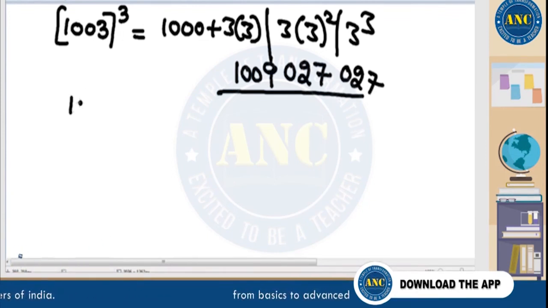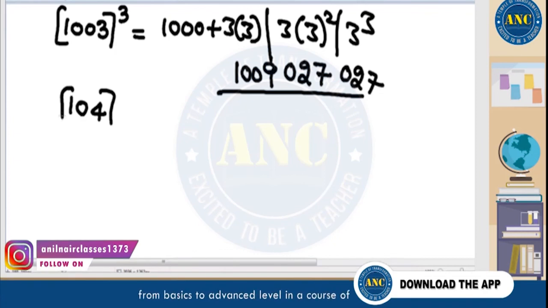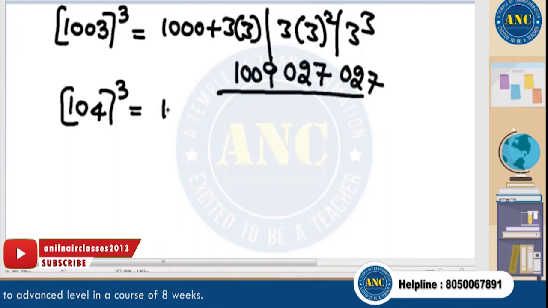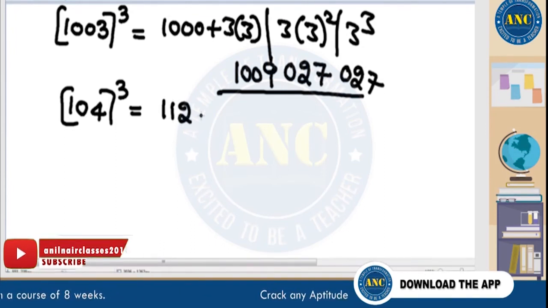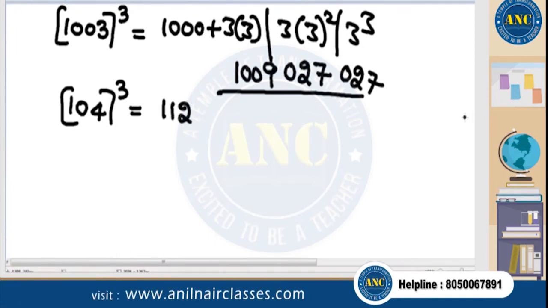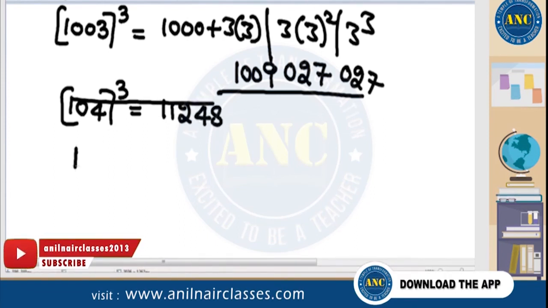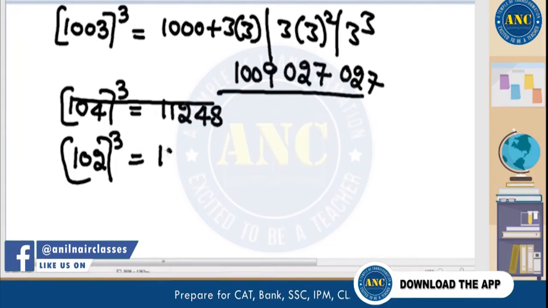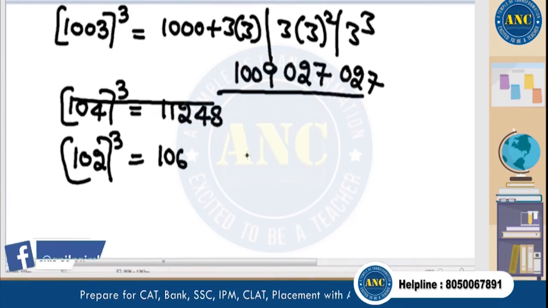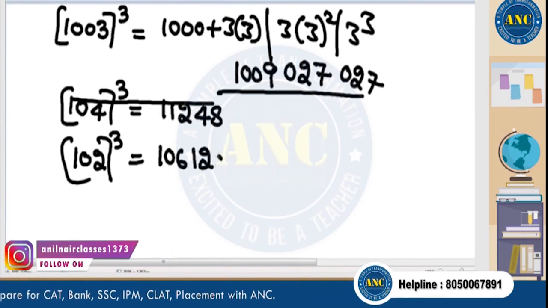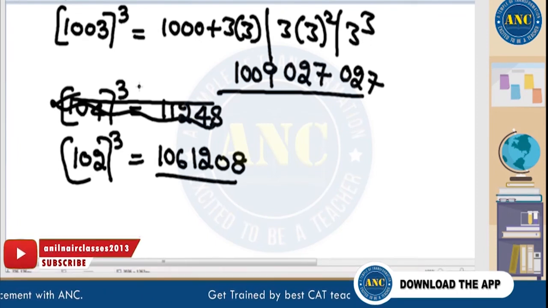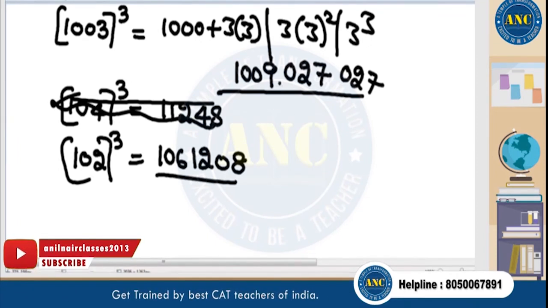Suppose the question is 104 whole cube, directly I can write 100 plus 4 whole cube: 112, 3 into 4 square is 48, 2 digits. Already we did this question, so I will change the question. 102 whole cube. 100 plus 6, 106. 3 into 2 square, 12. 8 in 3 digits, 008.